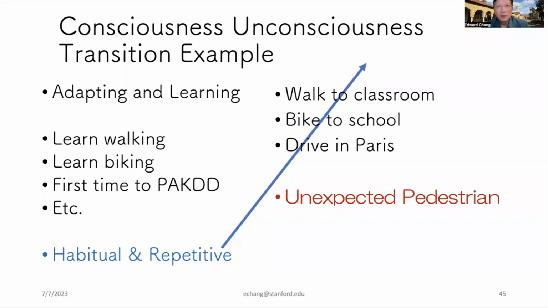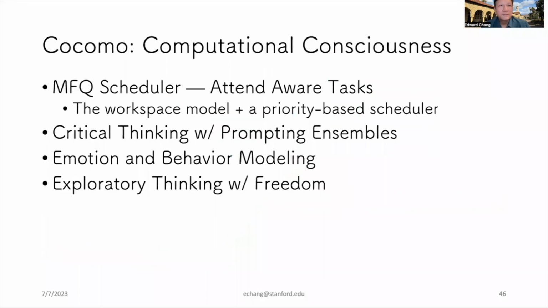Only when, let's say, we run into an unexpected pedestrian on the street are we awakened, and we say, well, we have to adapt to this novel situation. Consciousness has to do planning and activate our muscles to deal with the unexpected situation, reducing hazards. And these are the modules of our COCOMO model.